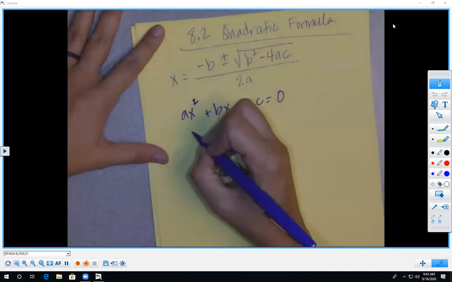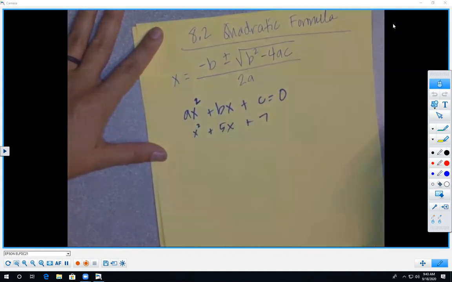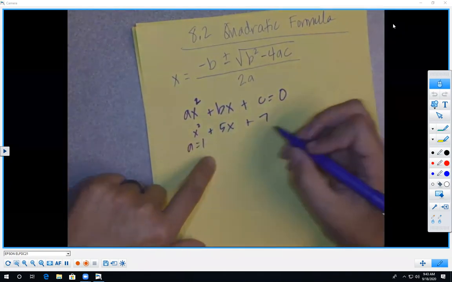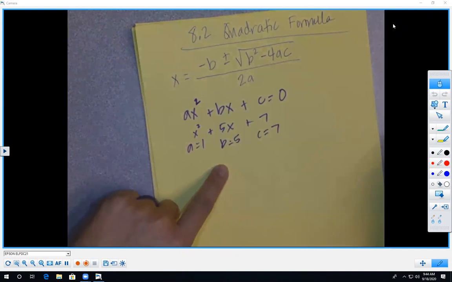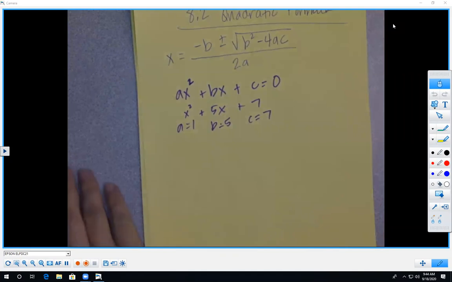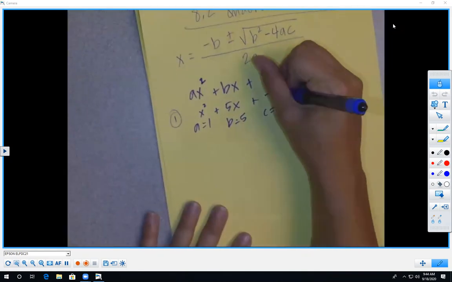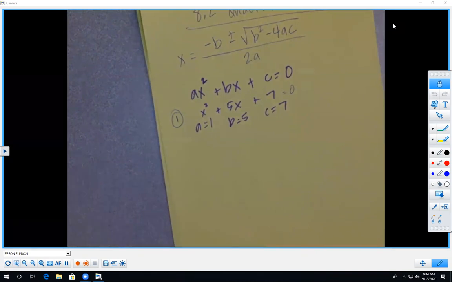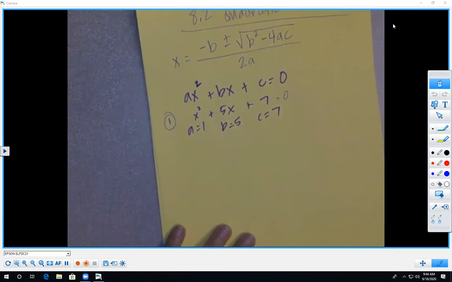Okay, so for example, if your quadratic was like x squared plus 5x plus 7, what's the a value here? A is 1, the number in front of x squared. What's the b value here? 5, and c value is 7. Okay, so I guess let's make that our first problem that we're going to do. X squared plus 5x plus 7 equals 0. We already got that a is 1, b is 5, c is 7. So we're going to plug those into your formula.